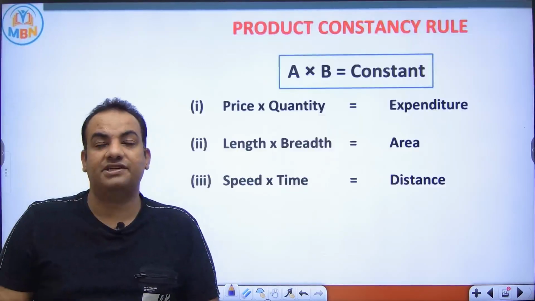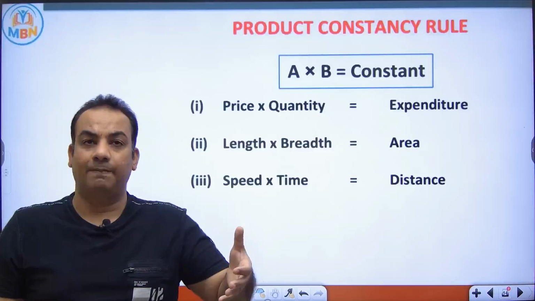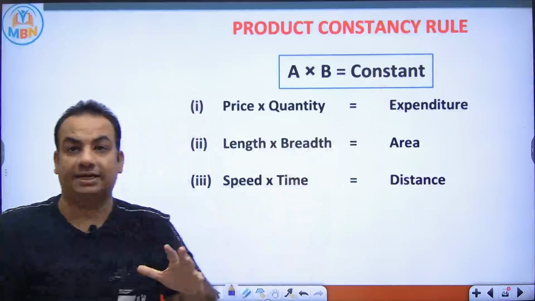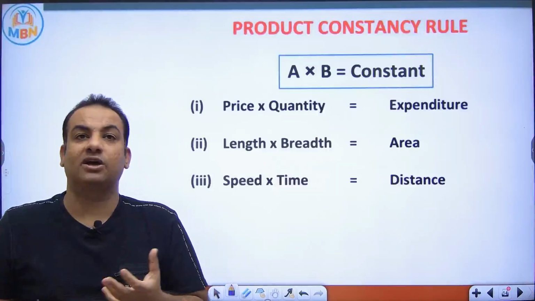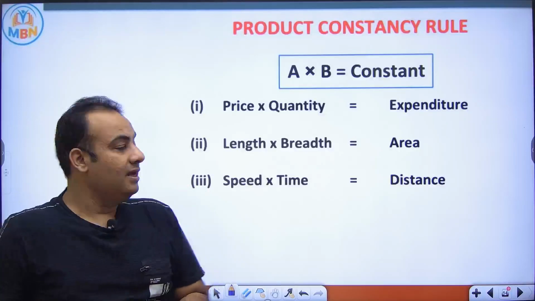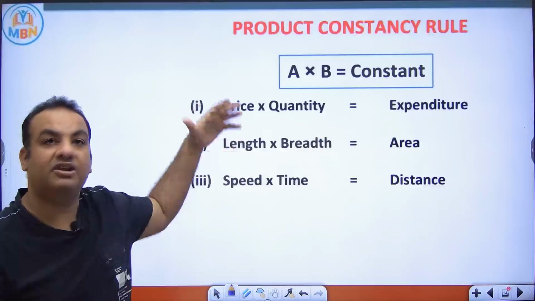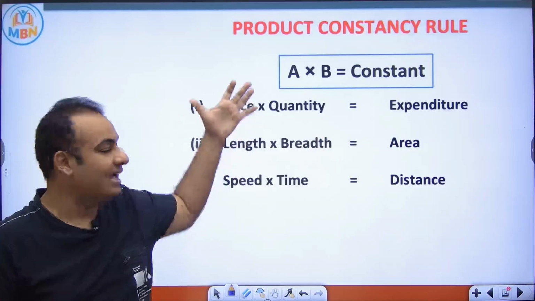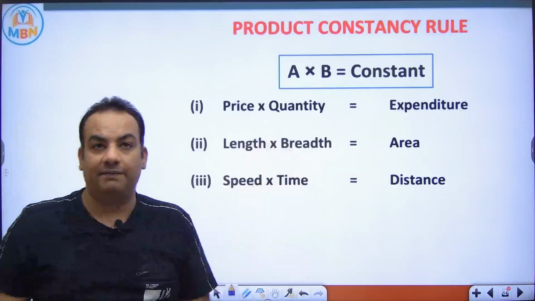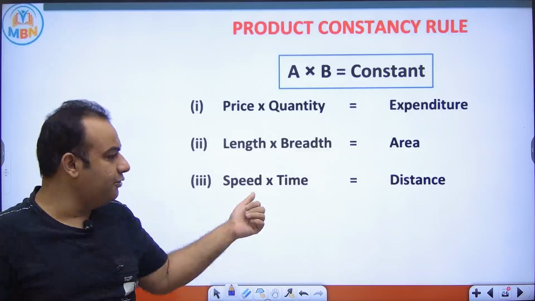Now see the next concept, which is called the product constancy rule. This rule says if the product of two things is a constant, if one will increase, then definitely the other will decrease. Now, price into quantity is expenditure. If I say the price of a certain commodity increases, I can purchase less quantity if I have a fixed amount. Length into breadth is area. If length will increase, definitely breadth will decrease to keep the area same. Speed into time is distance.